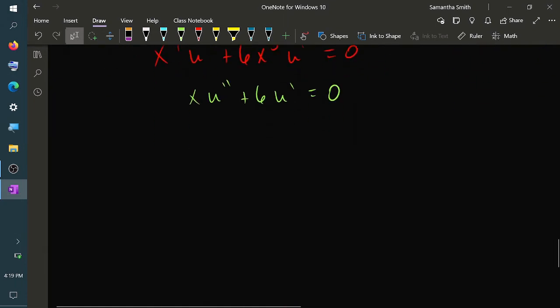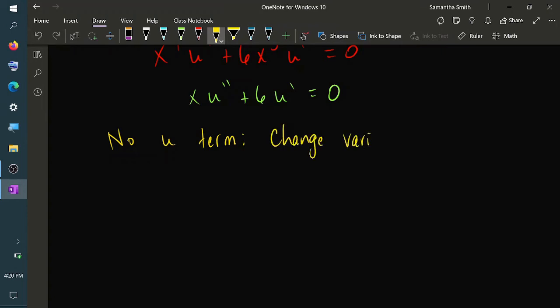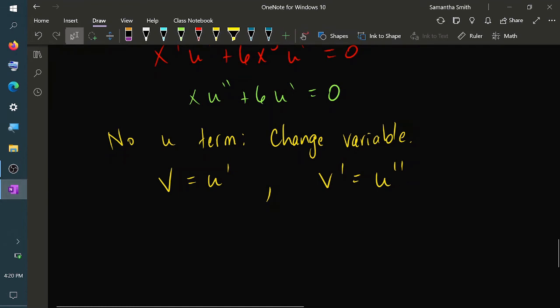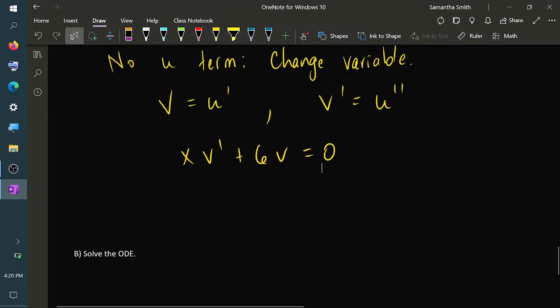In our newly generated differential equation, we have u double prime and u single prime. But we no longer have a place where we have the original function u. So I'm going to do a change of variable. I'm going to introduce a new quantity called v, which is equal to u single prime, so that v prime will be equal to u double prime. If I make this substitution in the differential equation above, I get x times v prime plus 6 times v, which is now a first order differential equation.